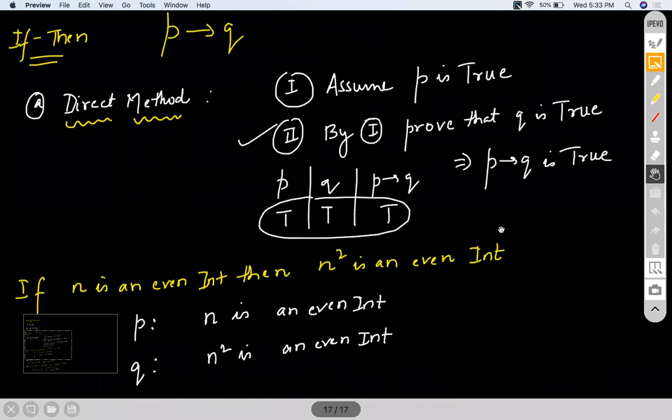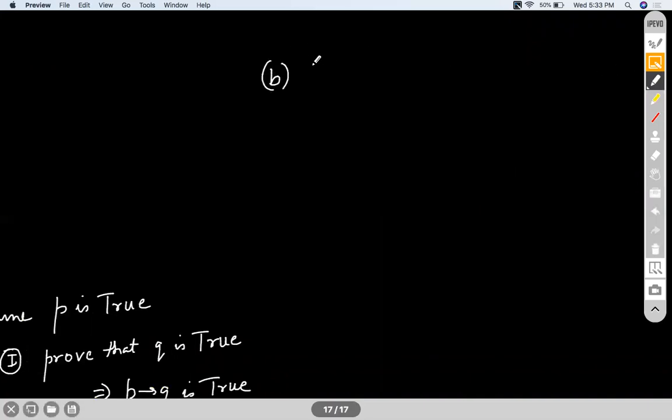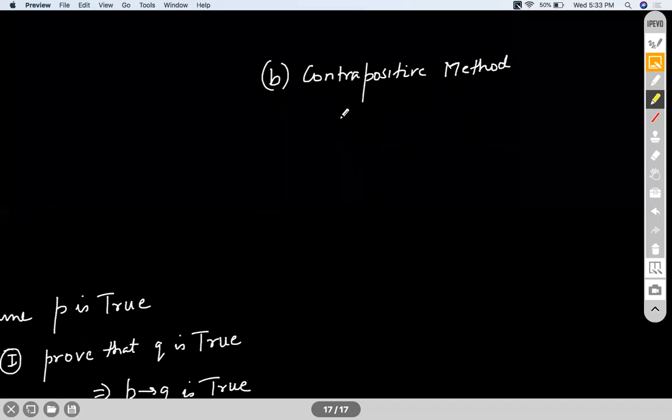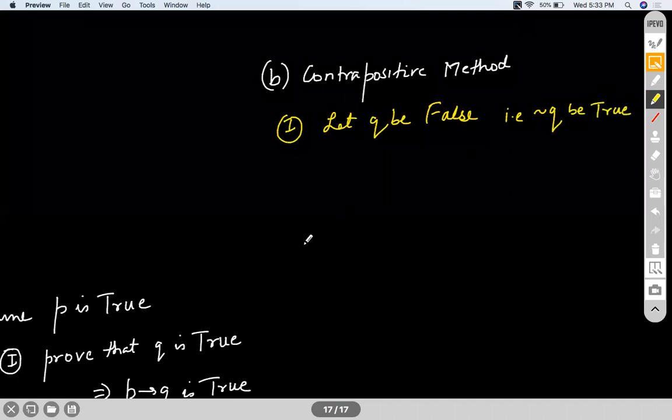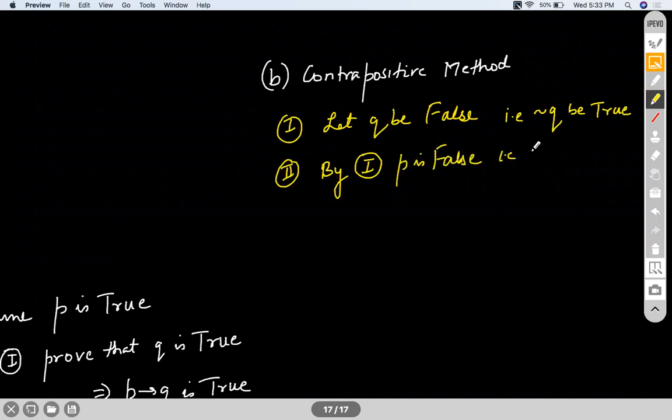Now, the next method, which is B. So A, we have already discussed direct method. Another method, which we call as the contrapositive method. What are the steps that we follow for contrapositive method? Step number one, let Q be false. That is, you're saying negation Q be true. Okay. And using this assumption, if you prove that P is false, that is, you're able to prove that negation P is true, then basically what you have done is something which you did in the direct method, but now applied to negation P and negation Q. So that means this is true.